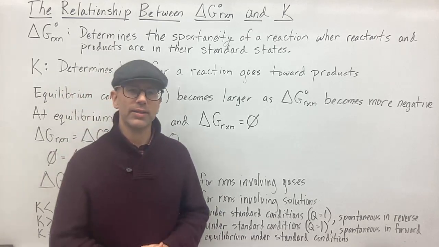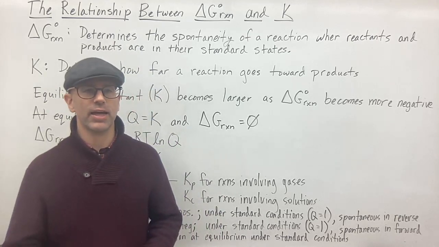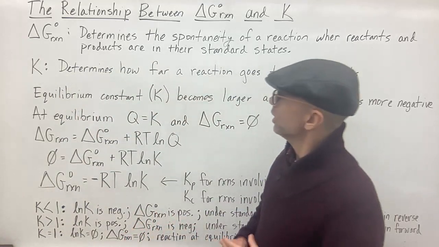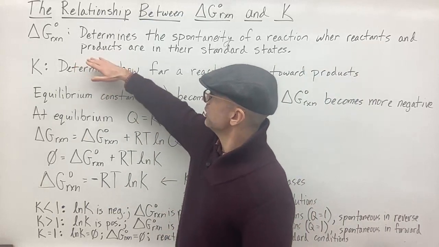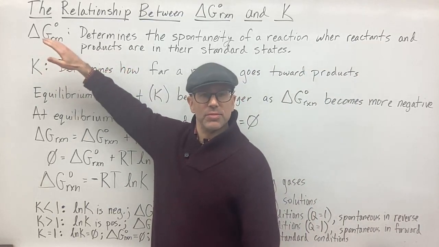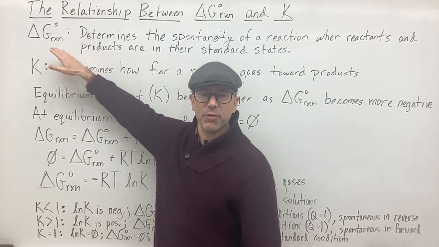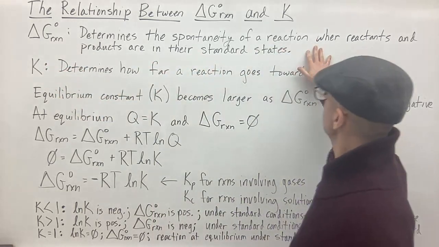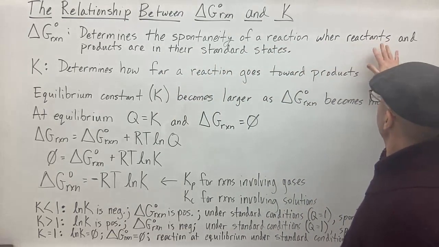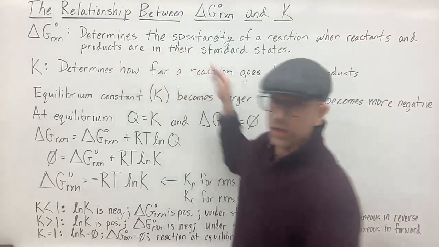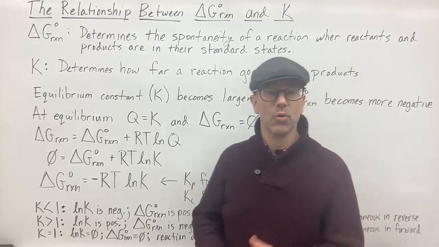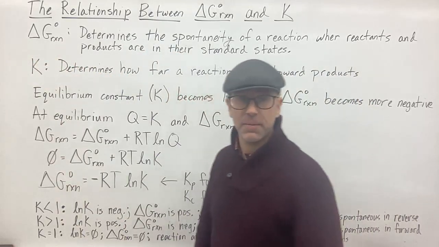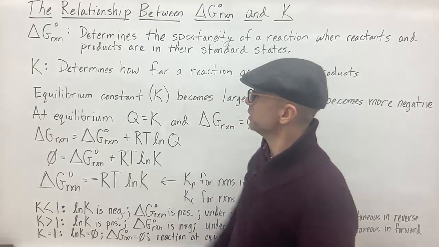Let's review what the standard change in free energy of a reaction is, or at least what it determines. I've said in other videos that the change in the standard free energy of a reaction determines the spontaneity of a reaction when reactants and products are in their standard states. So that's what the standard delta G of a reaction is, or at least what it determines.